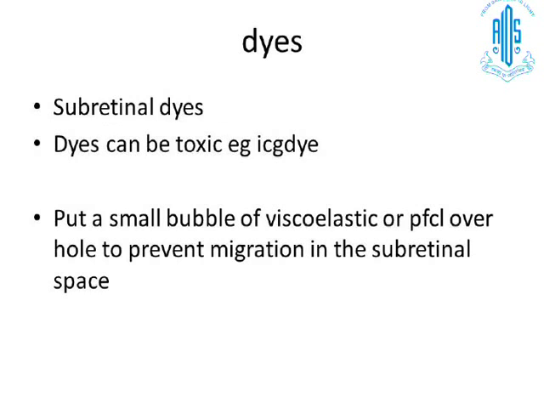Then subretinal dyes. When you inject dye, remember you're injecting the dye directly on the macula, or you're injecting it directly on the optic disc or very close to the retina. One must remember to always use a Luer lock syringe for doing that, because sometimes if you use a syringe which is non-Luer locked and your cannula gets blocked, that cannula is going to go out the way we saw in the OPL detachable instruments. Your cannula is going to get detached and going to cause iatrogenic macular hole. If you feel that you have a large hole with a large fluid, what you can sometimes do is put a small bubble of viscoelastic or a PFCL over the hole to prevent the migration in the subretinal space.